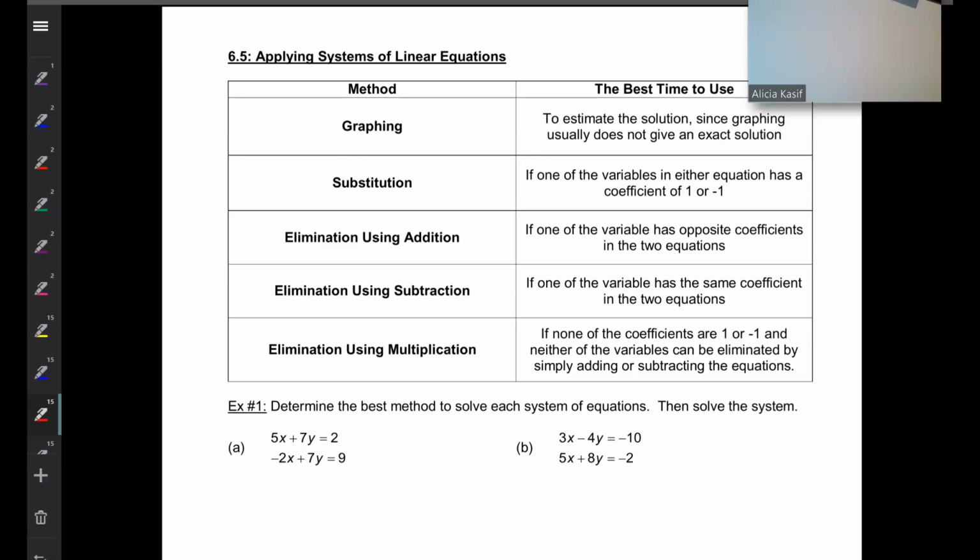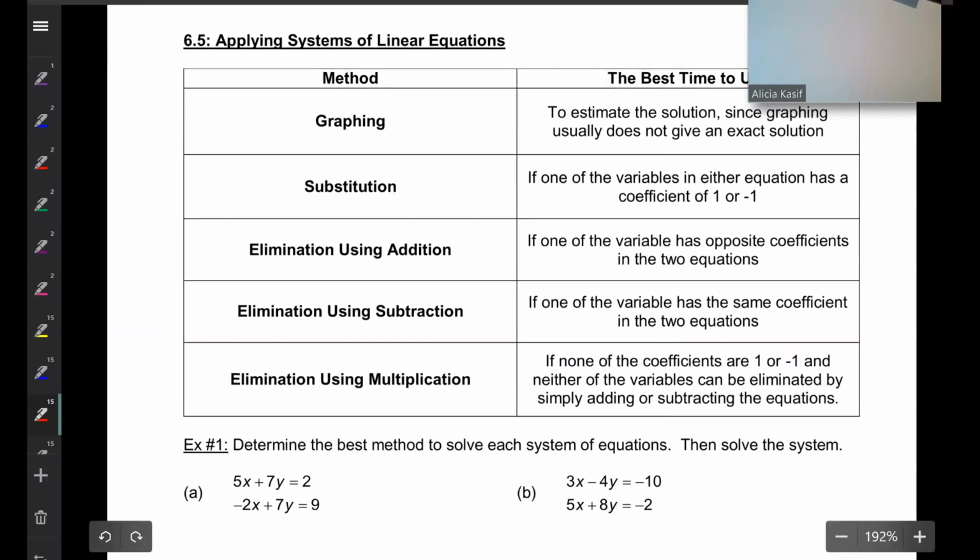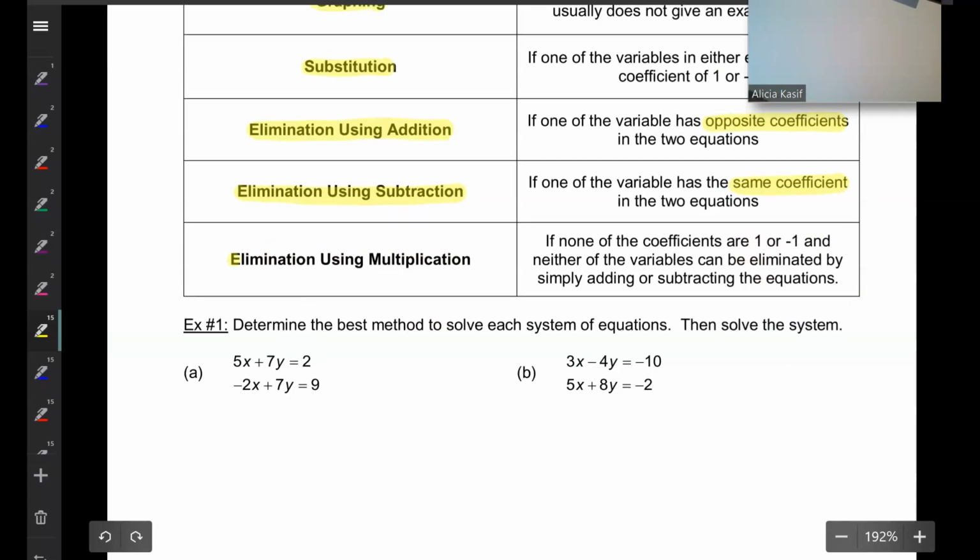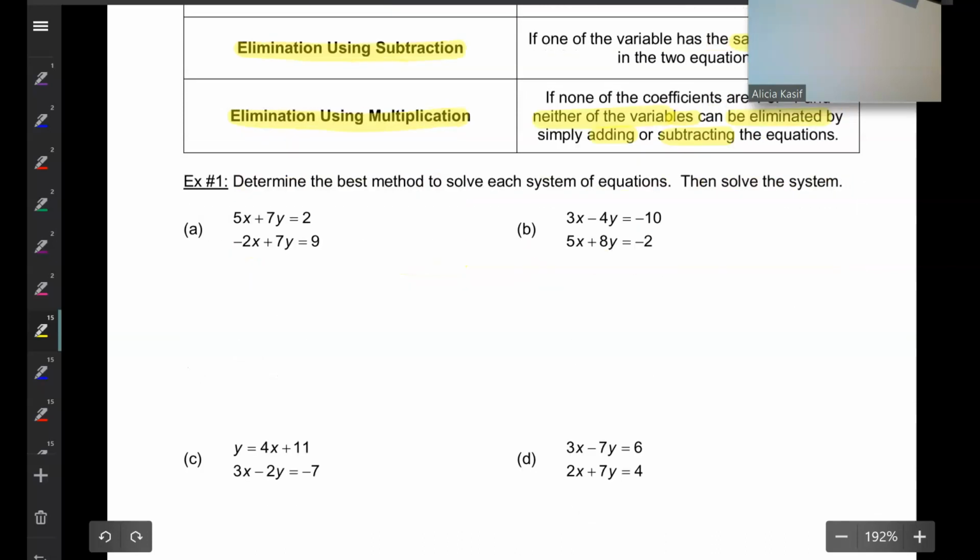Okay, so 6.5 is really just a summary of all the different methods we used and to figure out which is the best method to solving a system of equations. So the first method we did graphing, then we did substitution. This is when we have one of the variables isolated. Elimination and addition, that's when we have opposite coefficients. Elimination using subtraction, that's when we have the same coefficient. And elimination using multiplication is when neither of the variables can be eliminated by adding or subtracting.